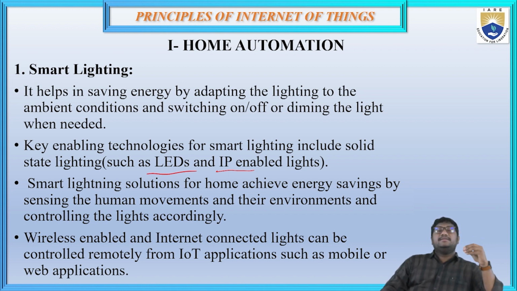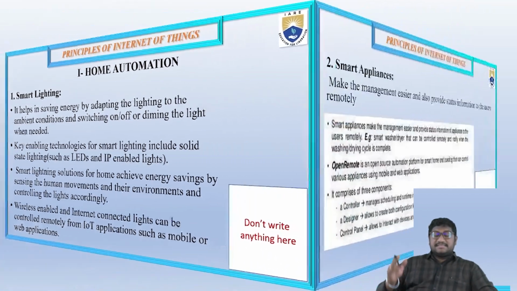And all these are wireless-enabled and internet-connected lights, which are controlled remotely by our IoT applications, such as web applications or else our mobile. By using a smart mobile, I can switch things on and off in my home sector. That is how home automation connectivity was established.